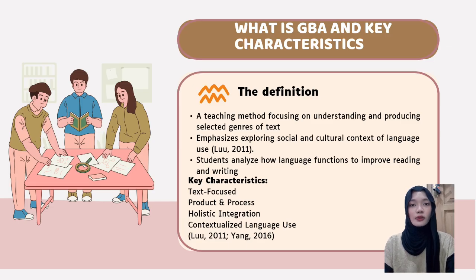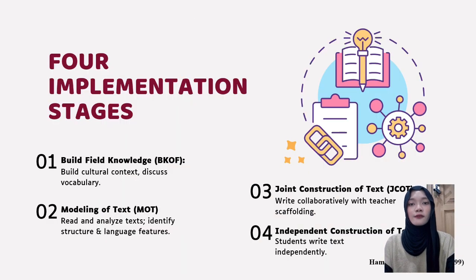Next, based on Hammond and Macken, there are four stages in the implementation approach to organizing textbooks, or an example of explanation of genre pedagogy, helping students read and write text independently. The first is build field knowledge, or BKOF. Teacher and students build cultural context, share experiences related to the topic, and discuss lexical grammatical patterns, laying the foundation for the text stage. And the second is modeling of text, or MOT.